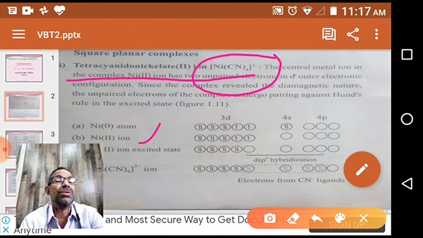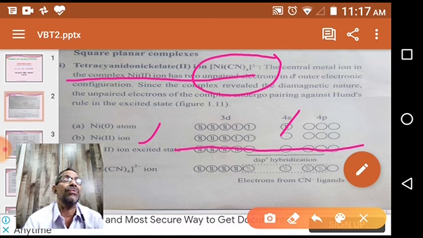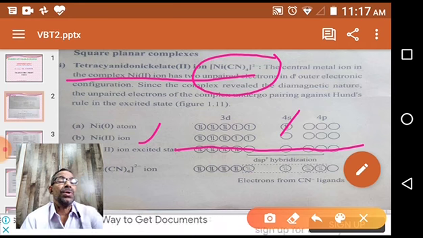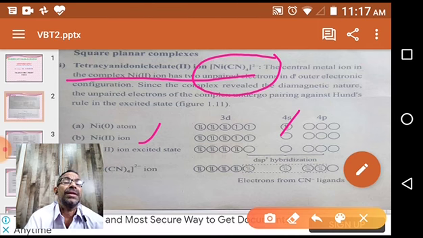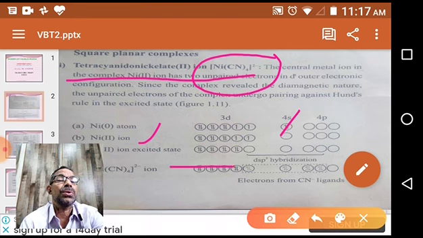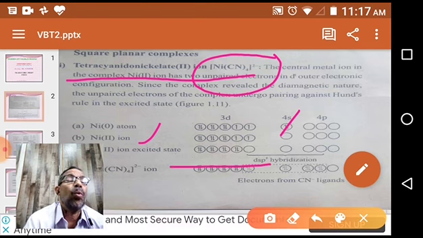So these 2 electrons are lost. Due to this nickel 2+ state, the electronic configuration is 3d8 4s0 4p0. In this situation, it has 2 unpaired electrons. But what happens in the excited state? This electron pairs up in the 3d orbital. Due to this pairing, we get one vacant d orbital.